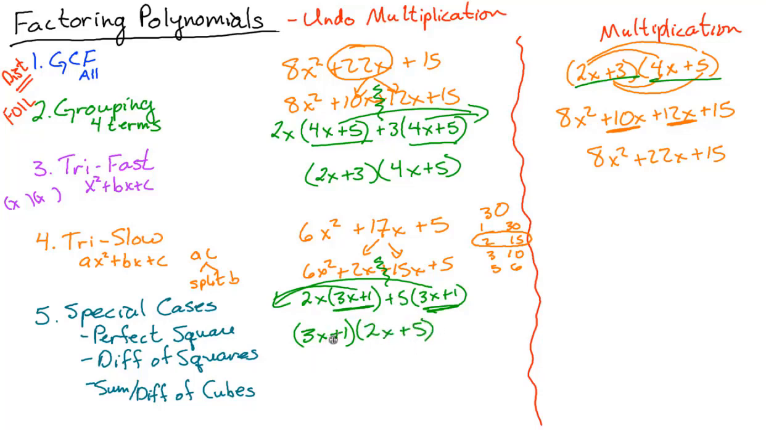And you can check it. Go ahead and multiply these back through. 3x times 2x is 6x squared. The middle terms would be a 15x and a 2x. That's 17x, and then plus 5. Isn't that slick? Yes. AC split B. That's the AC method, and it will work on these trinomials.